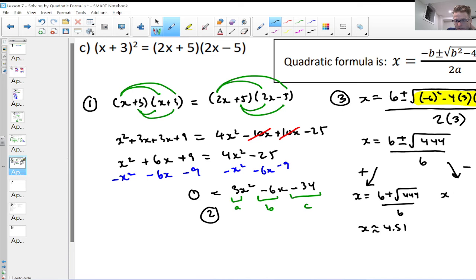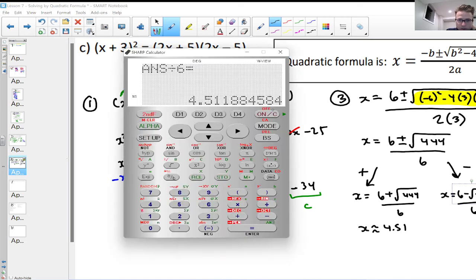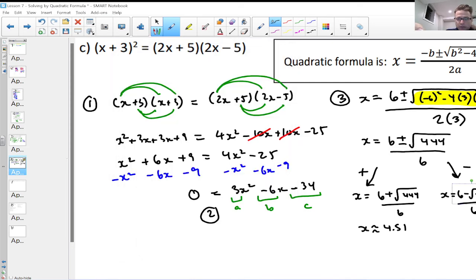So x is equal to 6 minus square root 444 all over 6. So again, here's my calculator. So 6 minus square root 444 divided by 6. And I get here negative 2.51. And there are my two answers. Here's my first one, here's my second one. So I had to FOIL it out first, add like terms, and then solve.